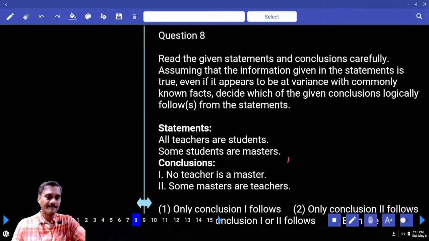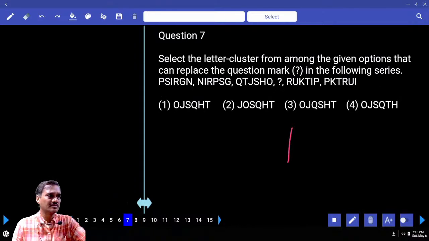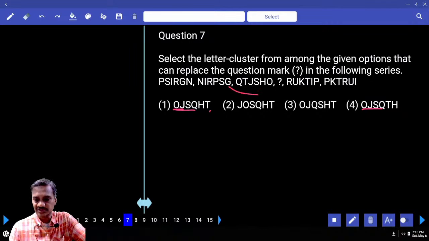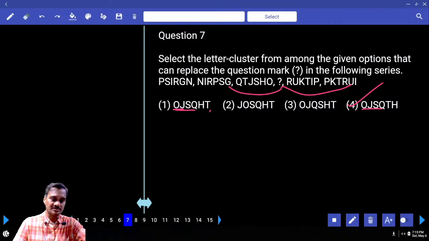The 9th one. Now in this question number 8. Here also we have OJS. And the first and the fourth we are having OJS. And Q is also the same. We need to find out the last letter. My last letter, GHI. Now what should the last letter be? H. Choice 4 is the answer.